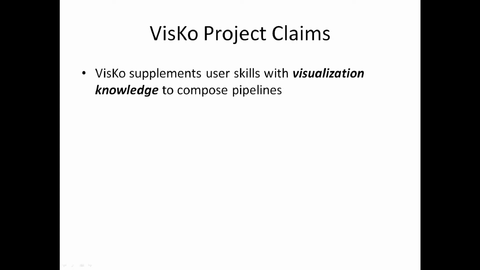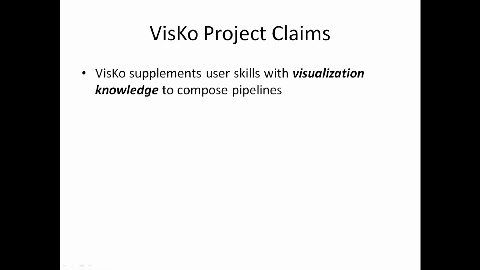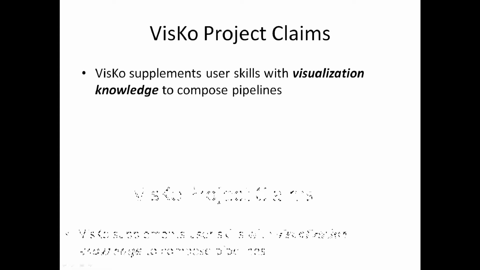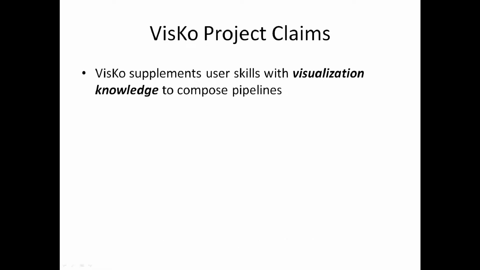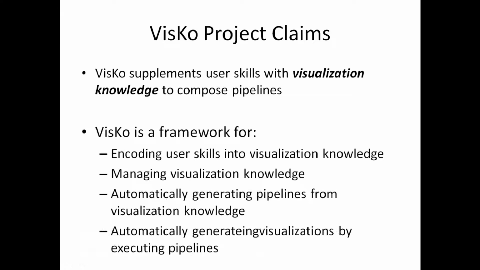In light of the previous questions, we can better define what the VisKo project is. VisKo supplements user skills with visualization knowledge to compose pipelines. Visualization knowledge is the culmination of the user skills needed to build a visualization toolkit pipeline, and we will further describe how this knowledge is used later in this presentation. Technically speaking, VisKo is a framework for encoding user skills into visualization knowledge, managing the visualization knowledge, automatically generating pipelines from the visualization knowledge, and finally automatically generating visualizations by executing these derived pipelines.